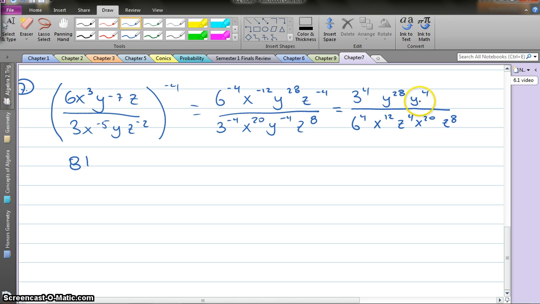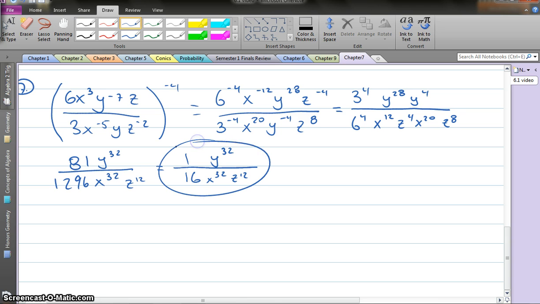Y to the 28th, y to the 4th gives me y to the 32nd. On the bottom, 6 to the 4th is 1296. X to the 12th and x to the 20th. X to the 32nd, z to the 4th, and z to the 8th is z to the 12th. Put 81 over 1296, math frac. That simplifies to 1/16. And then leave your variables alone and just rewrite them as is.